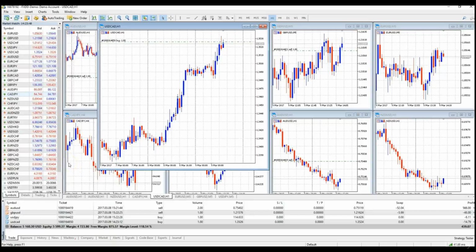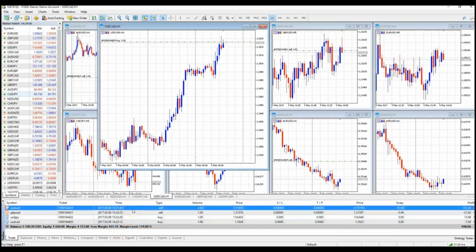Now, depending on the broker, if your free margin starts to fall below 0, that's what's called margin call. And if you ever enter a margin call, the broker has the right to automatically close all of your positions without your permission.